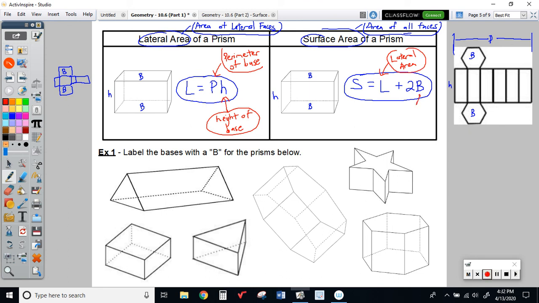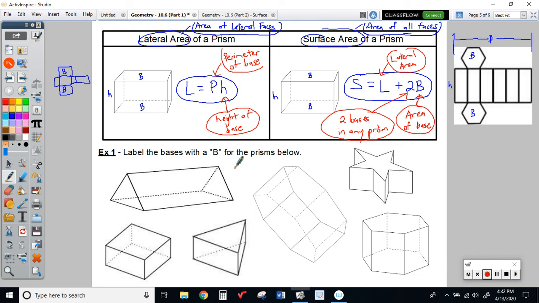And then the B is standing for the area of the base, or the area of one base. And remember that 2 is coming from the fact that there's always going to be 2 bases in any prism. So what I'm looking for here in what I'm calling example 1 is just to label the bases. Look for those parallel parts.